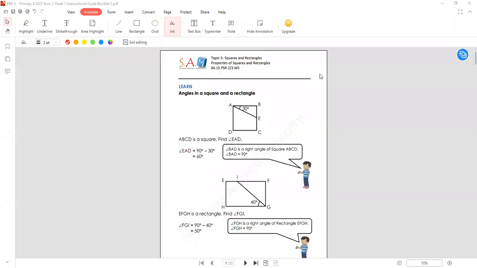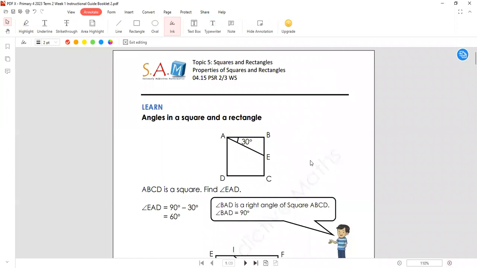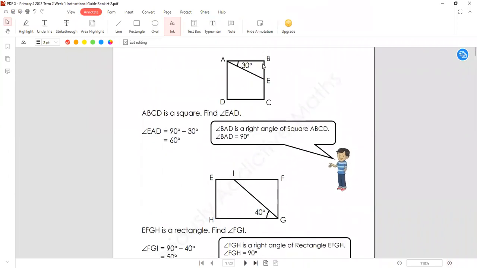Okay, for book number 2, it is angles in a square and rectangle, right? So the main principle here is understanding that the corners of squares and rectangles form 90 degrees, right? All these are 90 degrees, perpendicular.